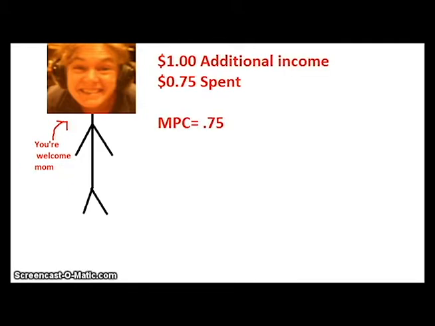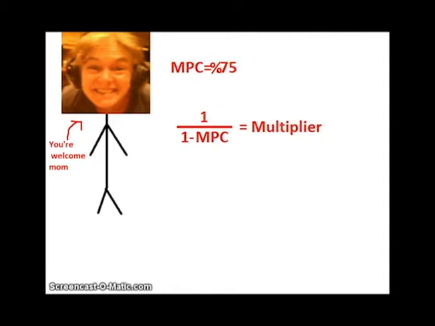Now take the average consumer, like my mom. If she spends 75 cents out of every dollar of additional income, her MPC would be 75%. Now, using this equation, we can find the multiplier. With the MPC being 0.75, the multiplier is going to be 4.